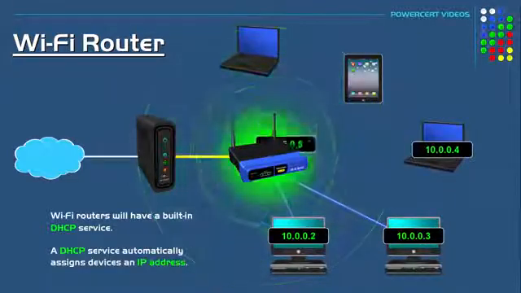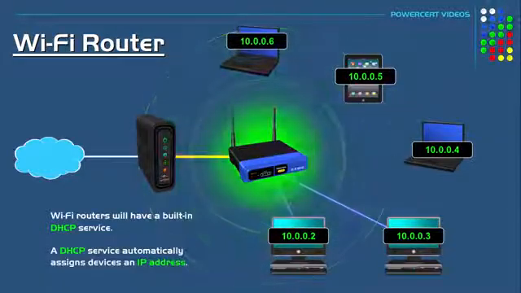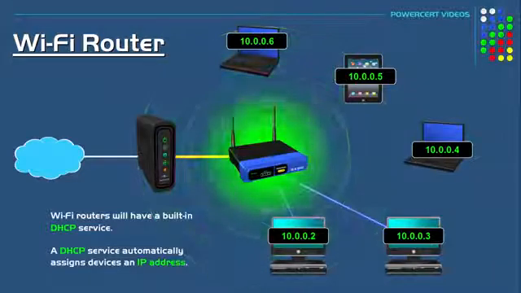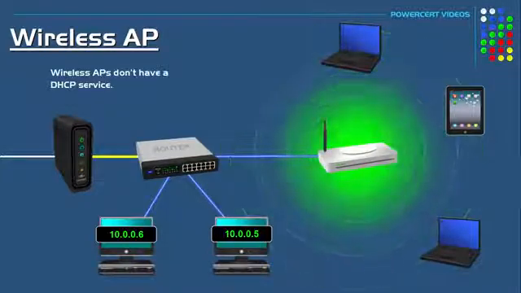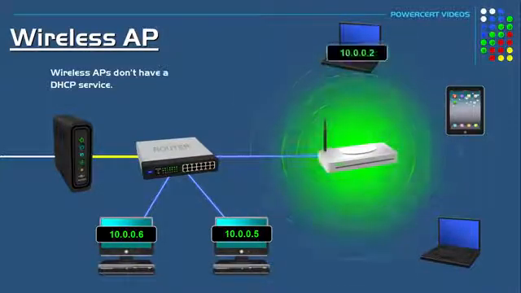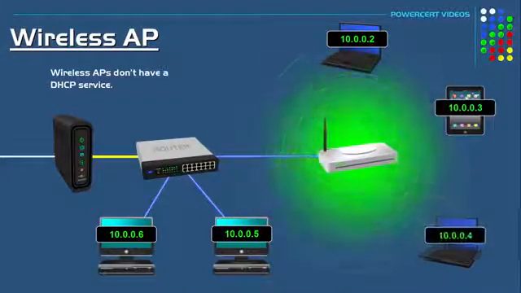So when devices connect to a Wi-Fi router, its built-in DHCP service will directly assign those devices an IP address. But since wireless APs don't have a DHCP service, the devices that are connected to it will get their IP address from the organization's router. So once a device connects to the wireless AP, the router will send the IP through the wireless access point and then to the device.